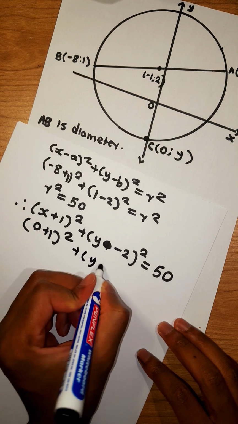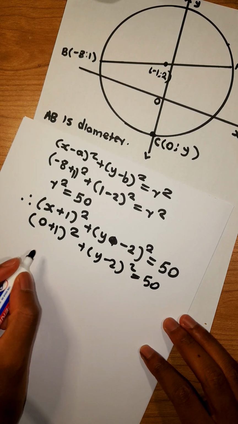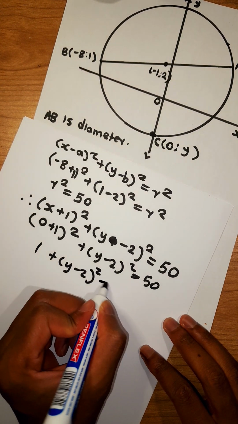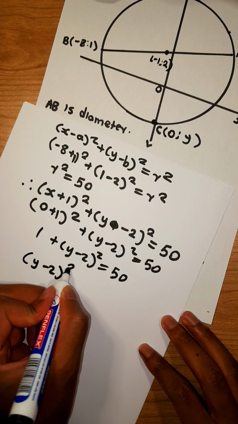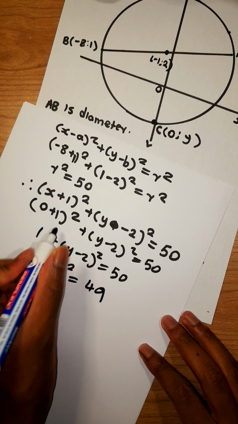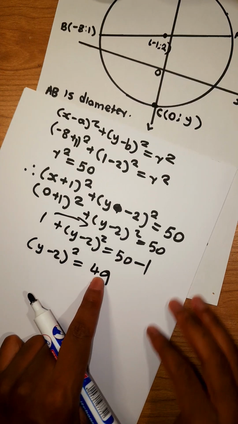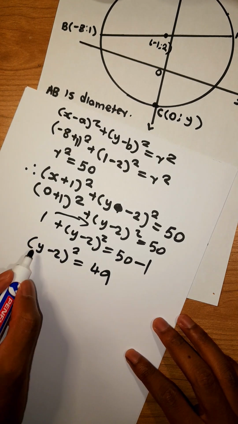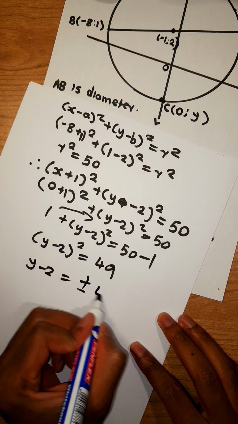It's going to be (y minus 2) squared equals 50. So this is going to be 1 plus (y minus 2) squared equals 50. And then you're going to have (y minus 2) squared equals 49, because I just took this 1 to the other side, it's going to be minus 1, and 50 minus 1 is 49. And then I want to put the square root on both sides, so I'll be left with y minus 2 equals plus or minus the square root of 49.